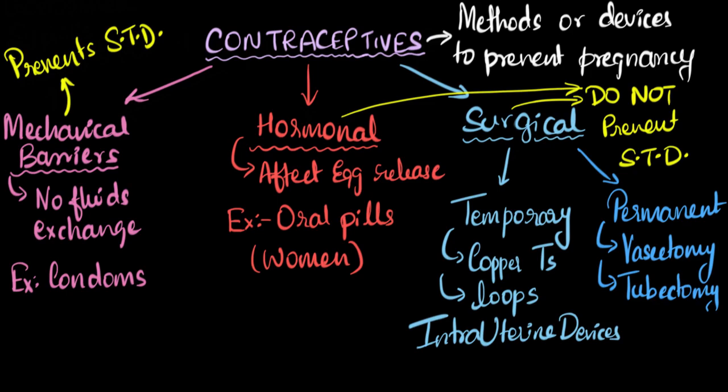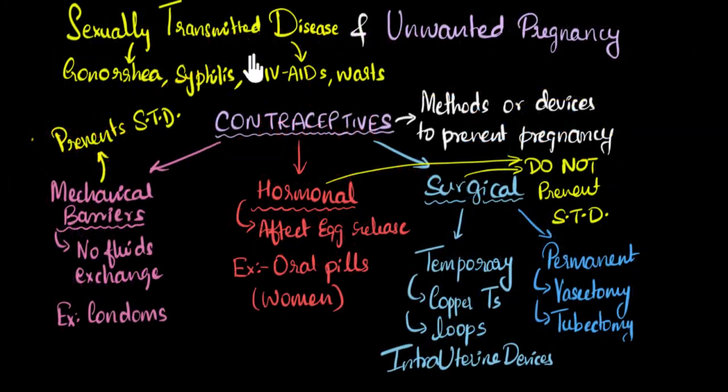Let's quickly summarize what we learned. We saw that sexual intercourse can cause sexually transmitted diseases. Some are transmitted by bacteria, some by viruses, and they happen because of the exchange of body fluids. Another thing is it can cause unwanted pregnancy. So to avoid them, we have something called contraceptives, which are usually thought to be methods or devices which prevent pregnancy. And there are three major kinds. The mechanical barriers, which include condoms. They allow no exchange of fluids, so they prevent pregnancy and also prevent STDs.